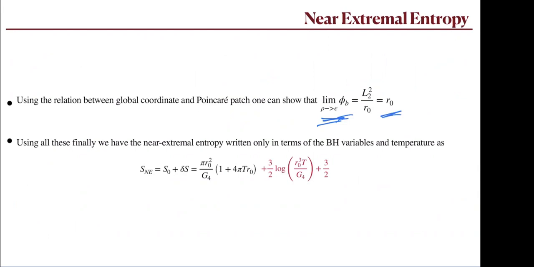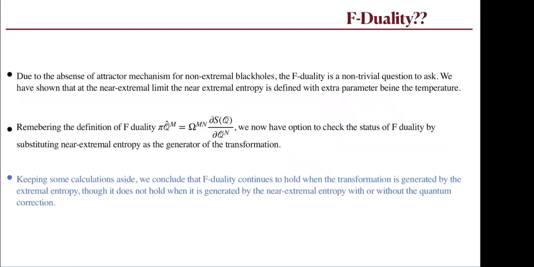So with this, you now have the full near extremal entropy in terms of only the black hole charges, which is already there in S0. And now you have an added term, which is only proportional to T, the temperature. Okay. Now one can check what happens to the Freudenthal duality in terms of the near extremal entropy. As I've said, there is no attractor mechanism here, so whether the duality holds is a very non-trivial question to ask.